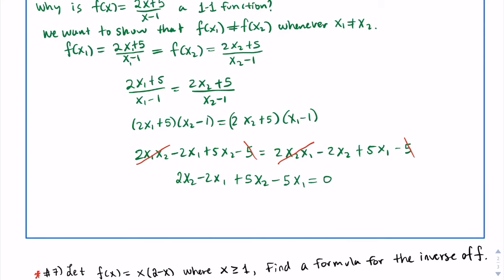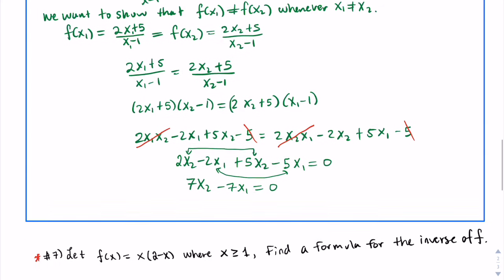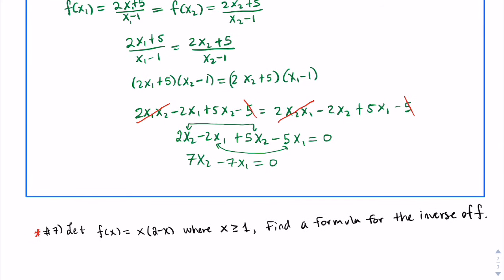I put everything on the left side like this. I can take the x1s on one side and the x2s on the other, it doesn't matter. Can I combine like terms in this case? Yes. I moved everything to the left side by adding the 2x2 and subtracting the 5x1. By doing this, I can combine terms, and that gives me 7x2. And I can combine the other two, which gives me negative 7x1 equal to 0. And I can move the 7x1 to the right side.